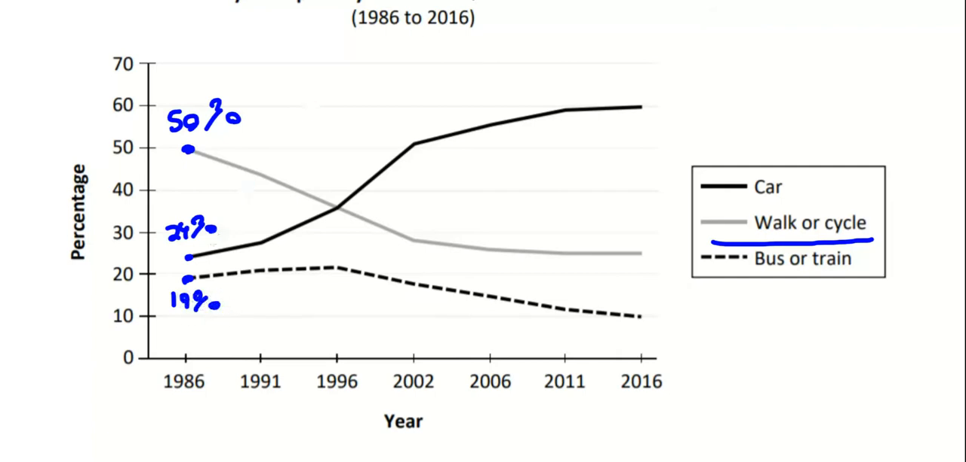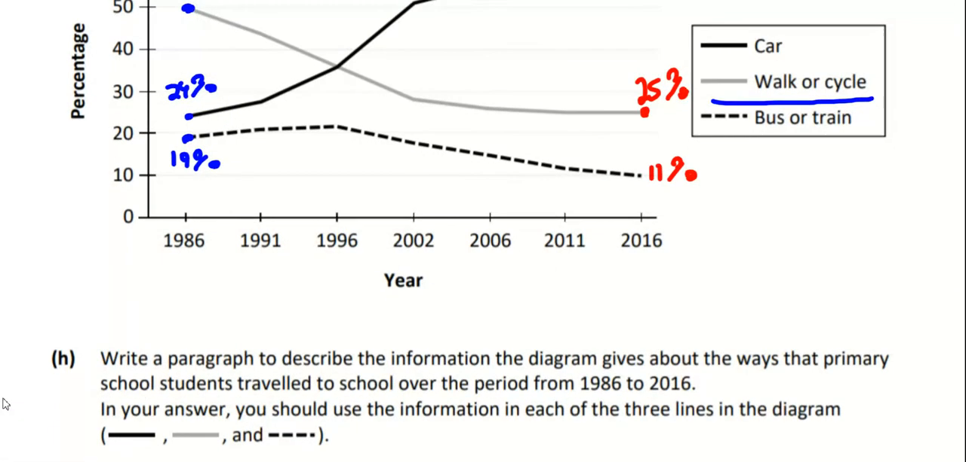Okay, as time goes on, we can see that the amount of people that walked or cycled decreased somewhere towards 25%. The amount of people that take the car just below 60%, so around 58% or so. And then the amount of people that got the bus or train decreased slightly to about 11 or 12%. I can't really tell from the graph too accurately, but that's the main gist.